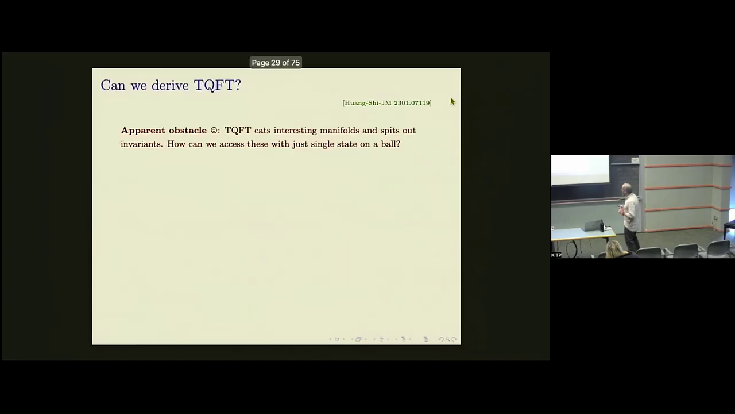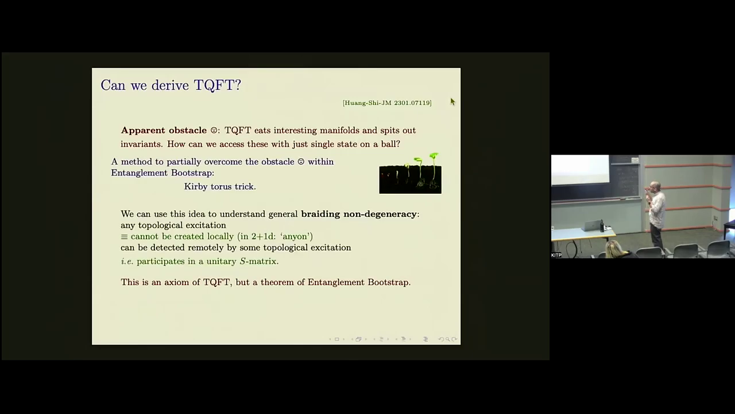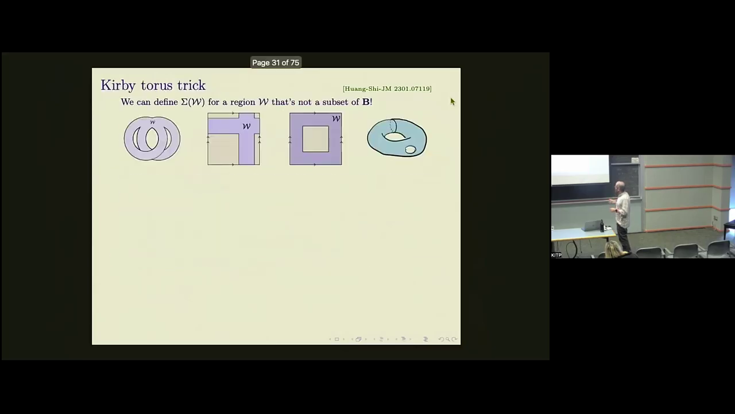Okay, so a question you can ask is, can we derive topological field theory from this? And I'll just say one example is there's one axiom of topological field theory that the mathematicians like, which is something called modularity or braiding non-degeneracy. It says that every anyon braids non-trivially with some other anyon. And this is something that we can actually prove from this point of view. So, okay, so maybe they're on the right track, I guess, is the conclusion here.